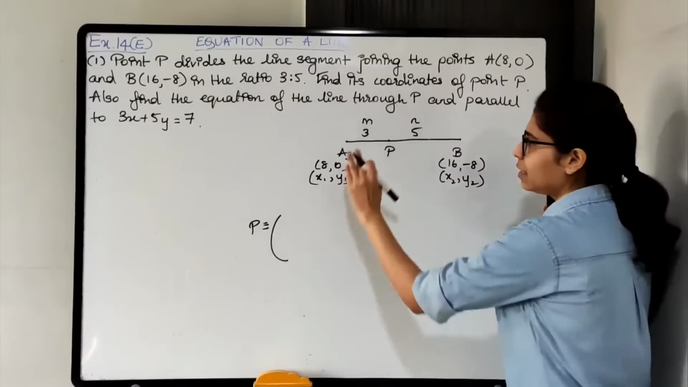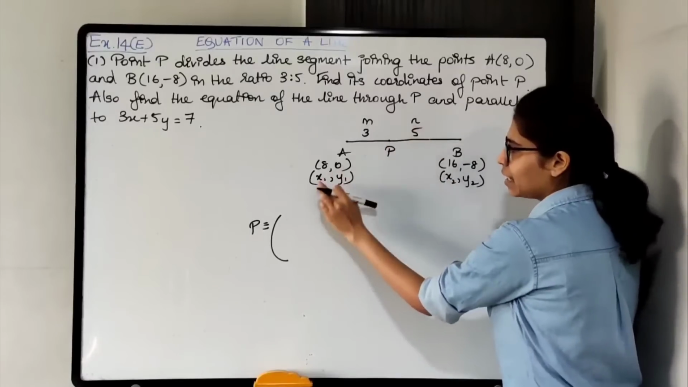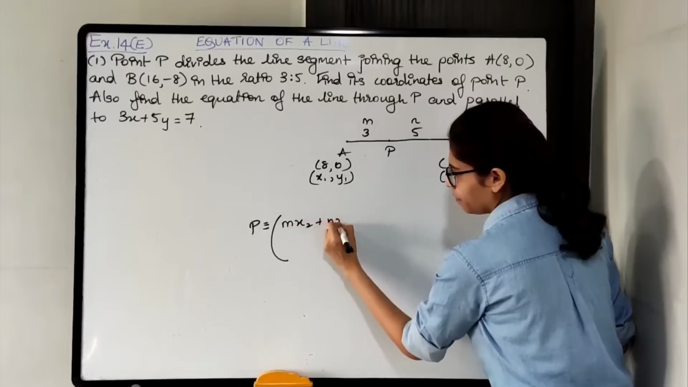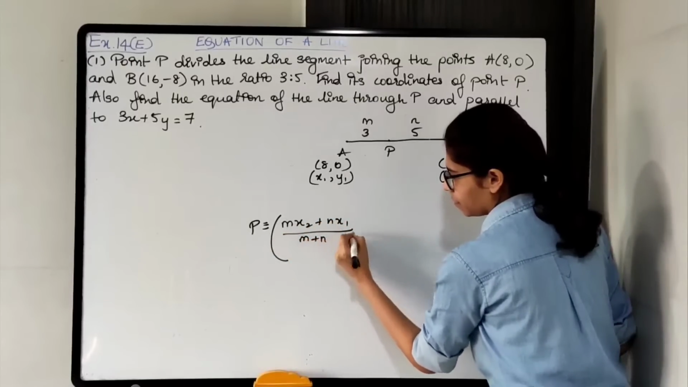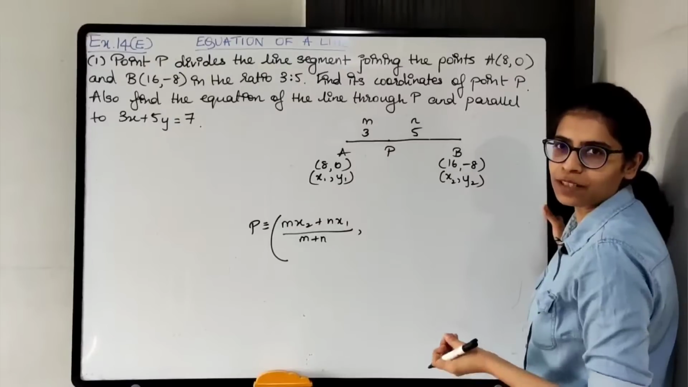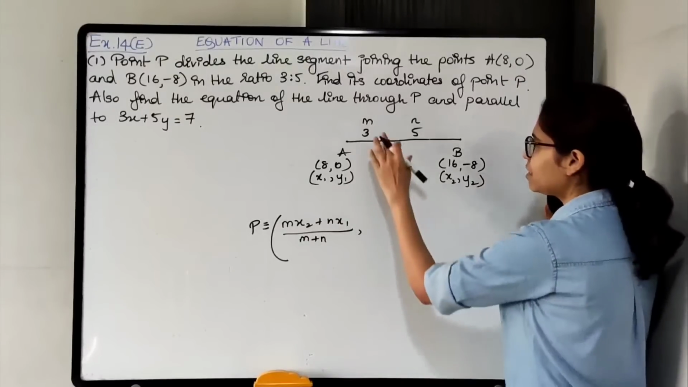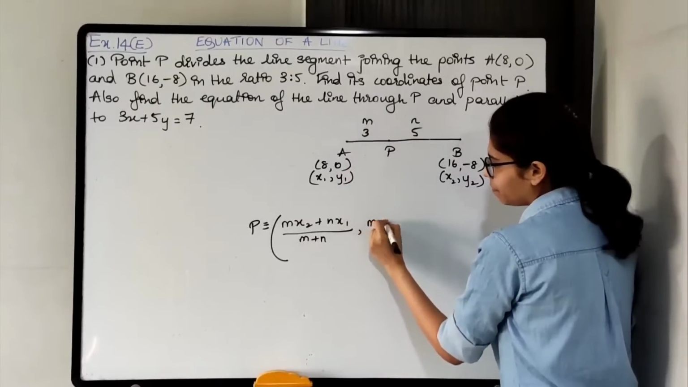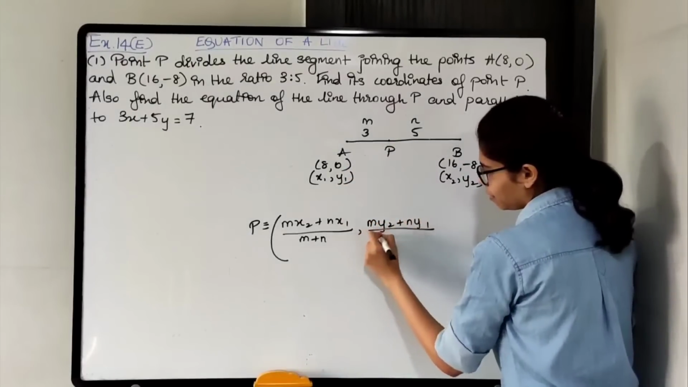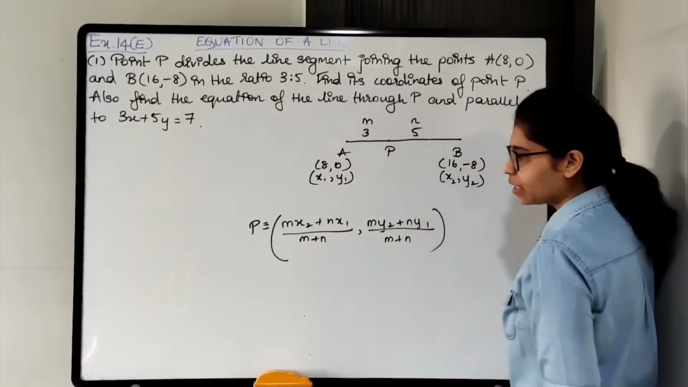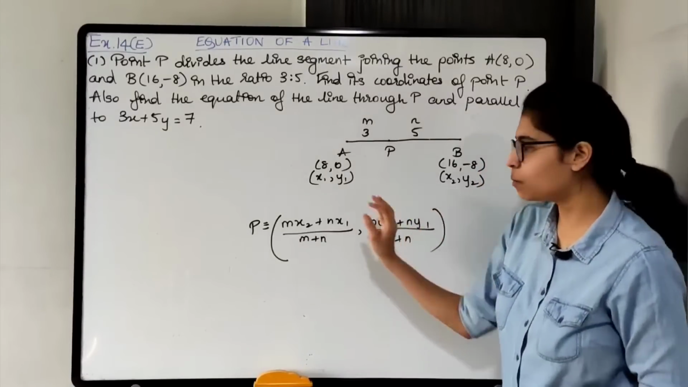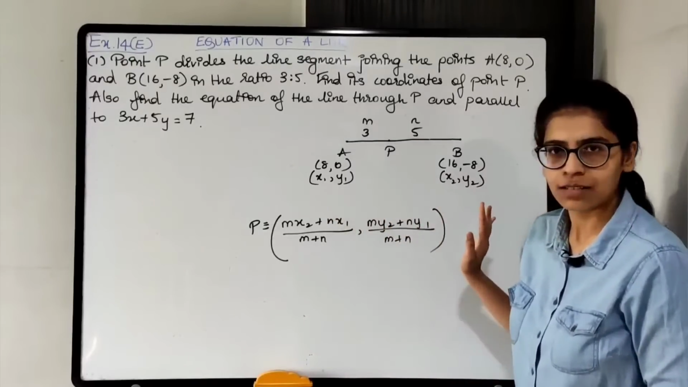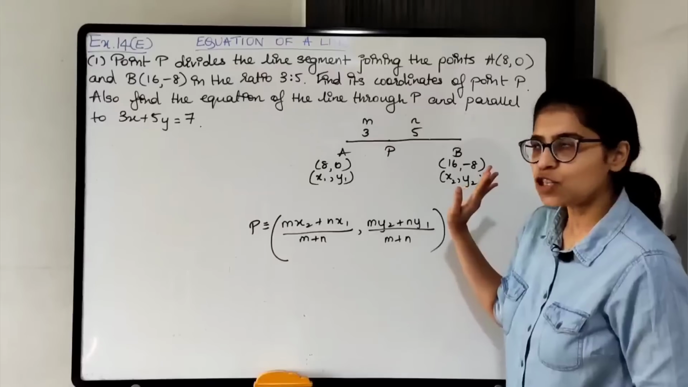X coordinate के लिए mx2 plus nx1 upon m plus n. Very easy. Be thorough with this chapter. It will be easy for you to solve these questions. Y coordinate के लिए my2 plus ny1 upon m plus n. Okay? तो P का coordinates मुझे easily मिल जाएगा. Put the value of m, n, x1, x2, y1, y2. You will get the answer. P का coordinates मिल जाएगा.